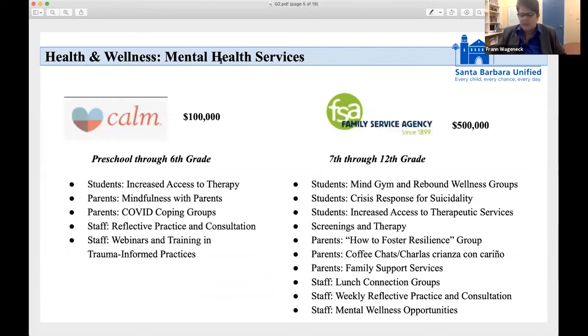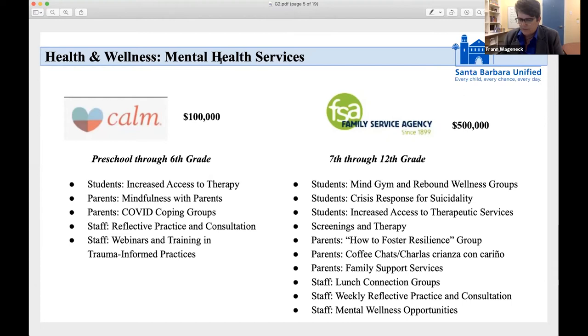First, I want to thank the board for your comments earlier about our work around mental health. It is something to be very proud of, and we are so fortunate in this community to have community-based organizations who we can work with, who are really top-notch organizations.